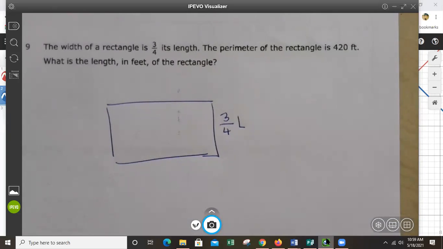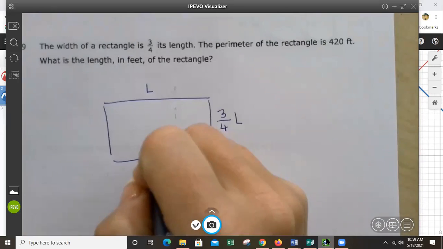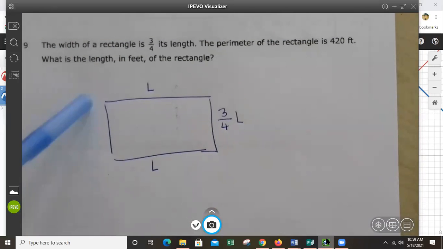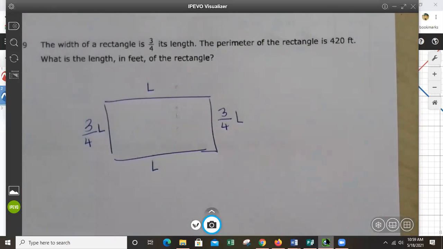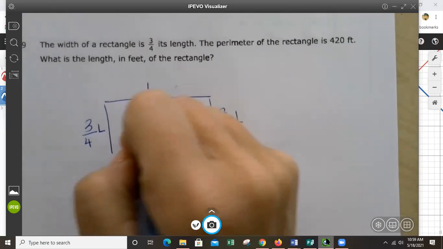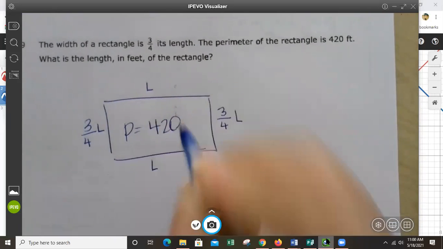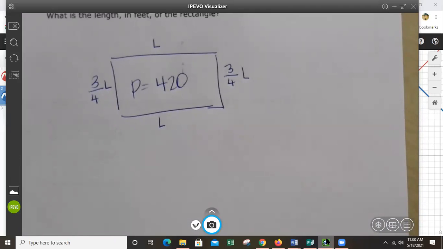Does it tell us what the length is? Nope. So we just write it down like that. What's this side going to be? You guys good with that? It says the perimeter equals 420. So now you just set up your equation. How do you find perimeter?